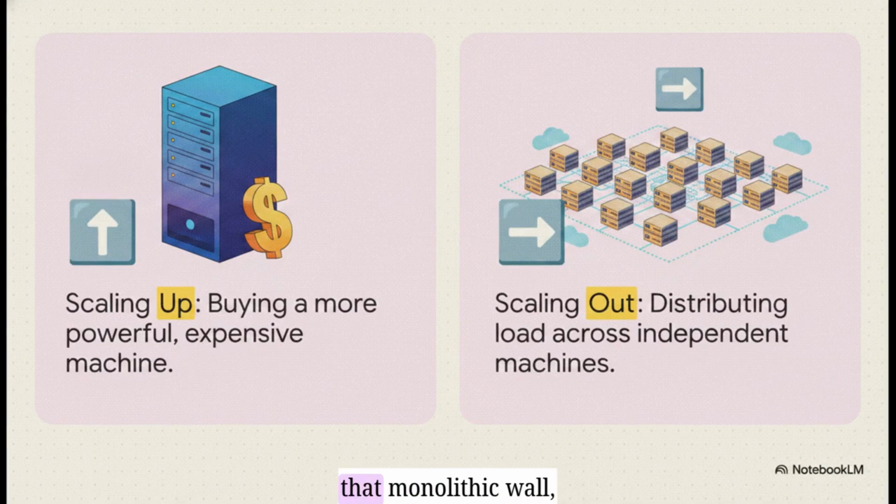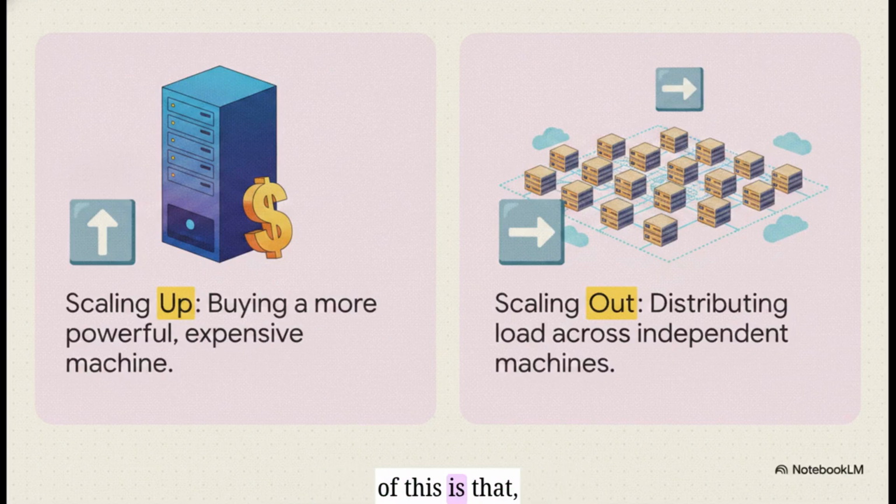To smash through that monolithic wall, we need a total paradigm shift. Scaling up vertically means buying a bigger, way more expensive machine for your monolith. And that cost goes super linear really fast. But scaling out horizontally, that means distributing the load across multiple, smaller, independent machines in a shared nothing setup.